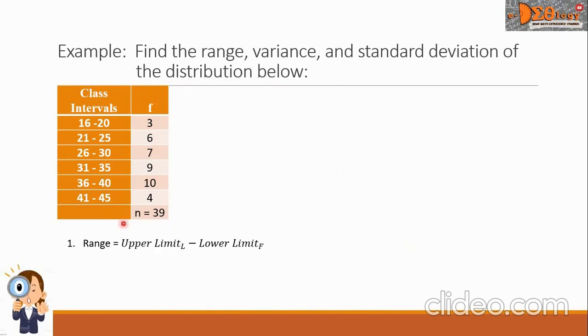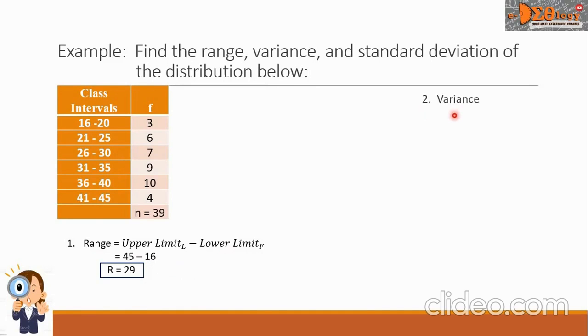Let us solve for the range, and this is the formula. Upper limit sub L. It means upper limit of the last class minus lower limit sub F, lower limit of the first class. So we have here 45. This is the upper limit of the last class, minus 16. That is the lower limit of the first class. Getting the difference, we have R, that is the range, equals 29. This is our range.